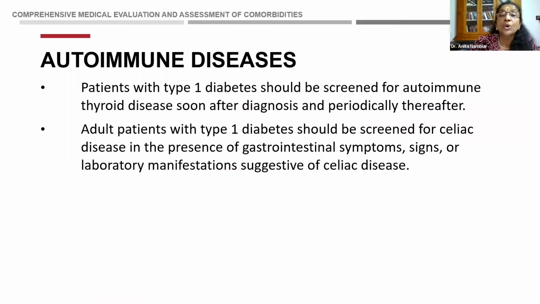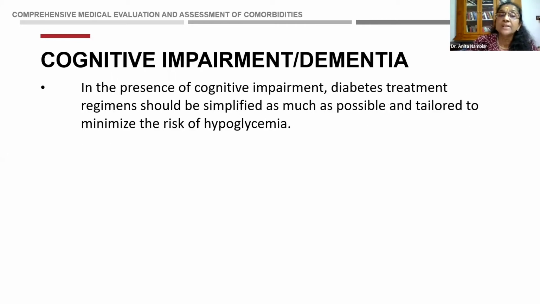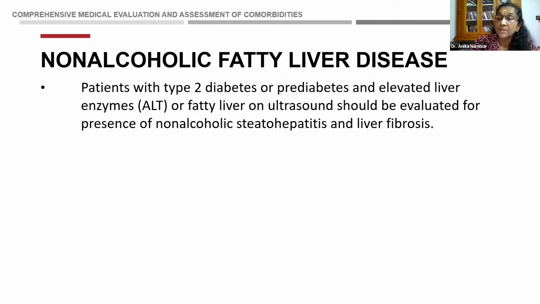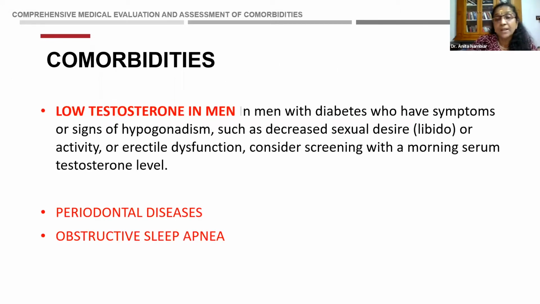And coming to autoimmune disease, a patient with type 1 should be screened for autoimmune thyroid disease. In adult patients, if they have gastrointestinal symptoms, we have to look for celiac disease. Cognitive impairment and dementia should be evaluated during the assessment, because it is a known thing that diabetic patients have vascular dementia and are more prone to Alzheimer's disease. And again, for liver disease, it should be taken care of as part of screening and evaluation. And the comorbidities, again, will be discussed a bit later: periodontal diseases, obstructive sleep apnea.